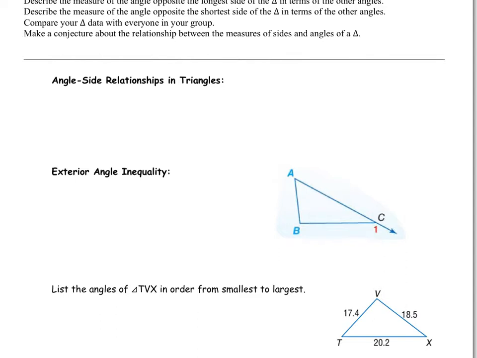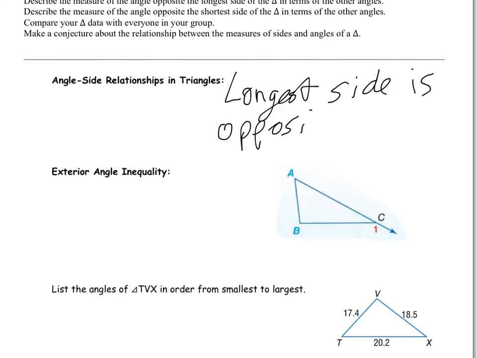that the longest side of a triangle is opposite the largest angle. And what we mean by that, let's go ahead and get an idea of what I mean by that.